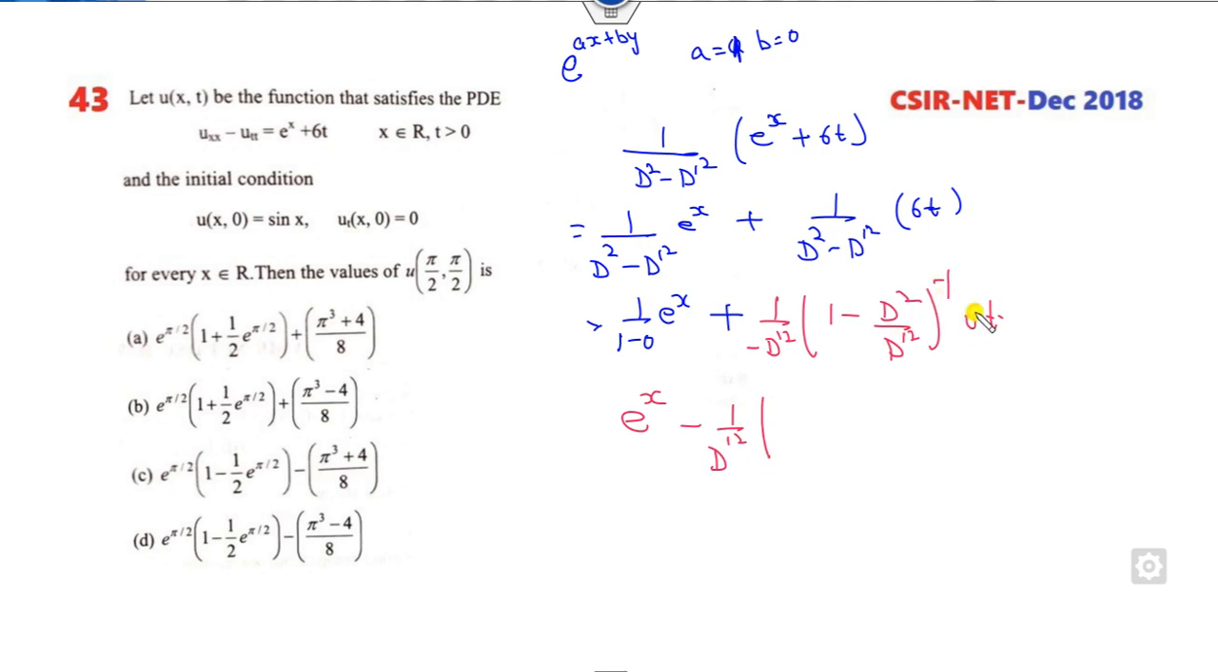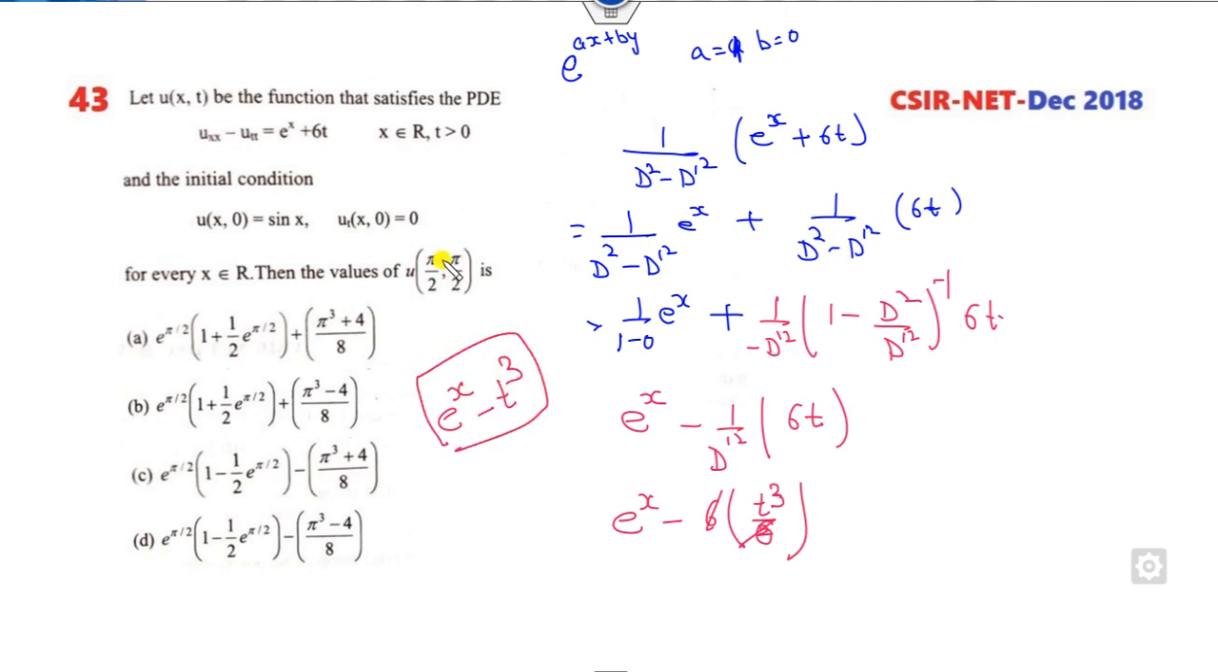When you take this, it's a second derivative. Now you can integrate two times with respect to t. So the first integration is t square by 2. The second is t cube by 6. So 6 will be cancelled out, so the right answer will be of this form. Now you can see e raised to power pi by 2 minus pi cube by 8. So minus pi cube by 8. This option is cancelled, this option is cancelled. Now these are the two options.